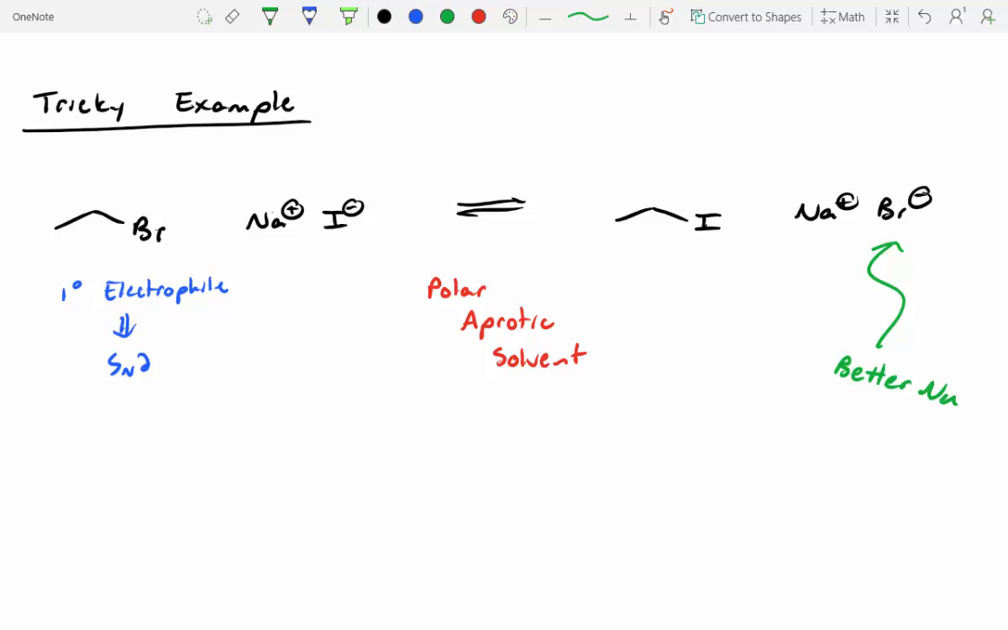Another thing we could consider is over here, we've got a better leaving group. We just said that iodide's a better leaving group than bromide. So in this case, our equilibrium could be best described as being way more on the starting material side than on our product side. So that is something we have to consider when we're looking at these reactions, is both the leaving group and the nucleophile. And we have to ask ourselves what solvent we're running these reactions in.